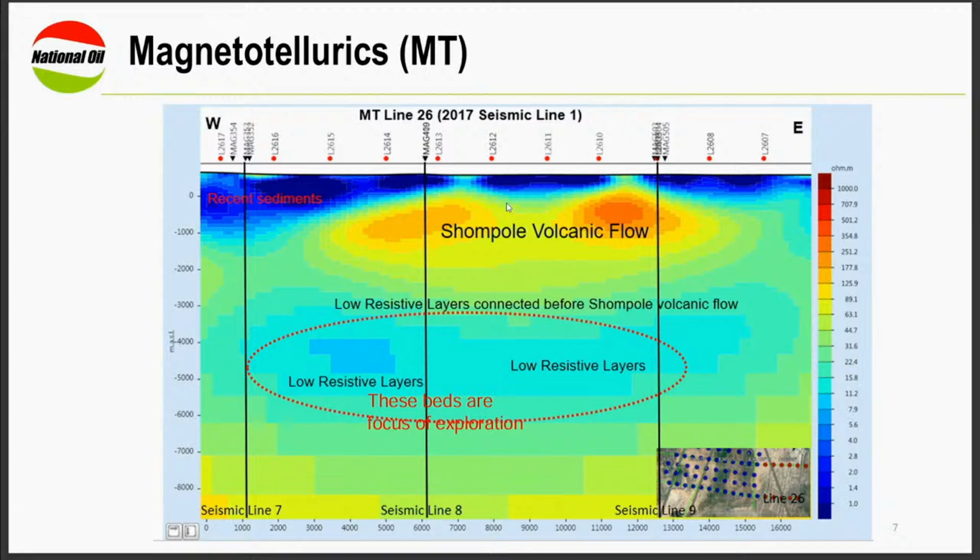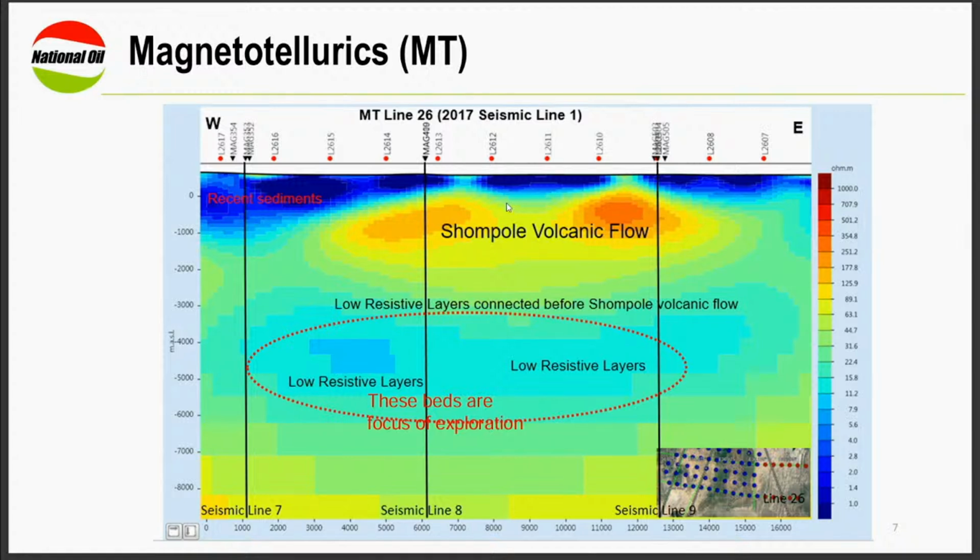As it has been said by one of our presenters yesterday, we can see clearly that we have some recent sediments which are bluish in nature on the top of that section, and below that we've got the reds, which represent our volcanic flow, and then below that we have got some areas of interest. We have low resistive layers.